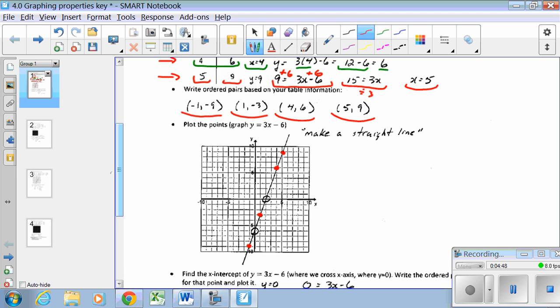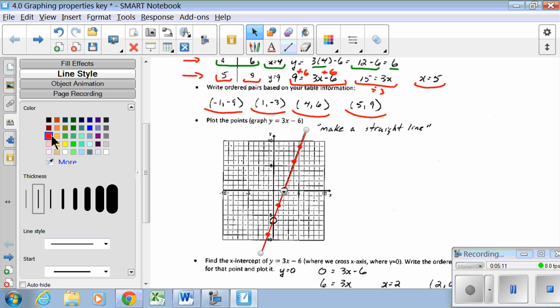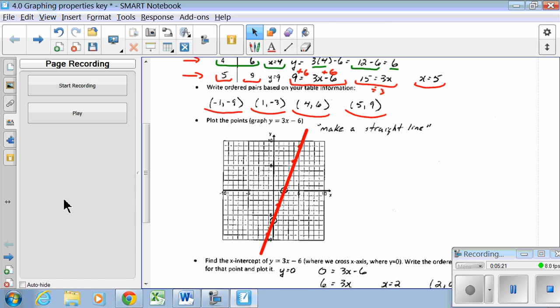We always want to plot 3 points. We don't have to plot 4 points. 2 is not enough. 3 gives you a pattern. And then ideally, you would take your ruler and draw a nice straight line through those points. And I can change my color here so it looks really nice, except I can't remember how to do that. Properties, I think. Make it red, and away you go. So that's what you can do. You can graph your line, plot your points, and move on from there.